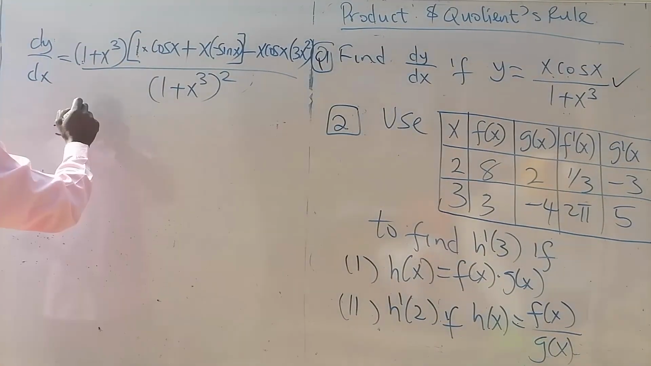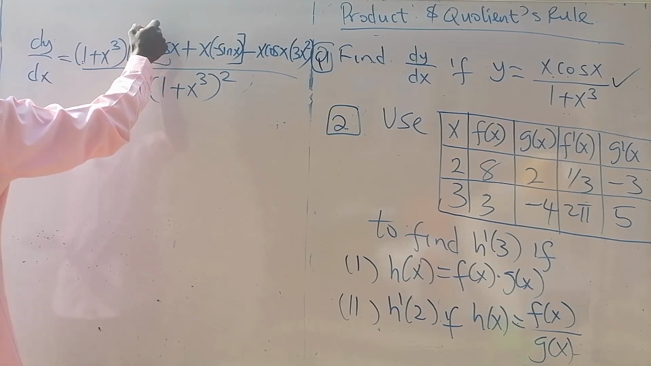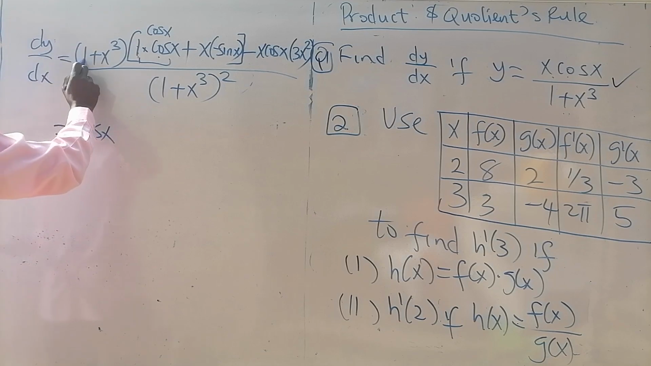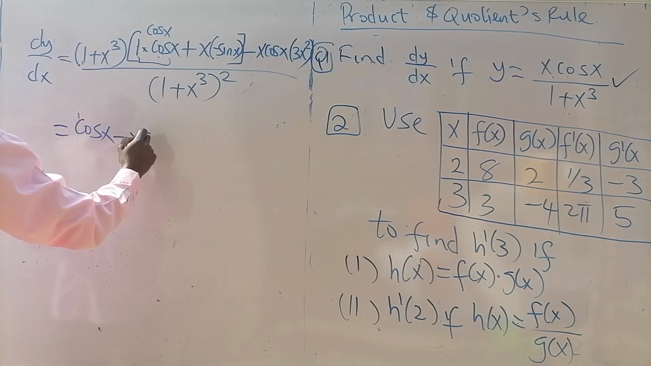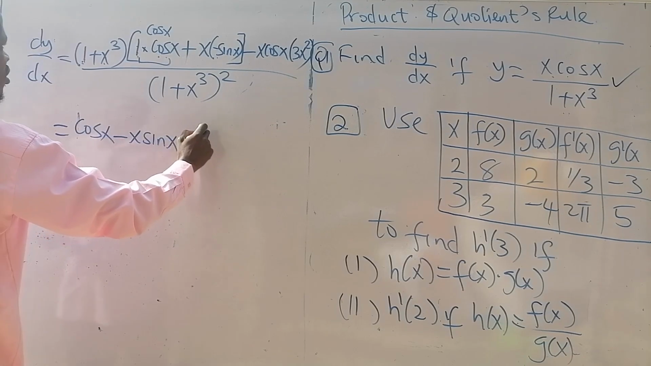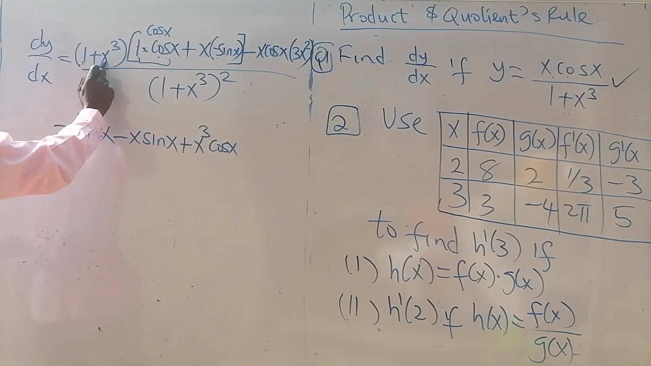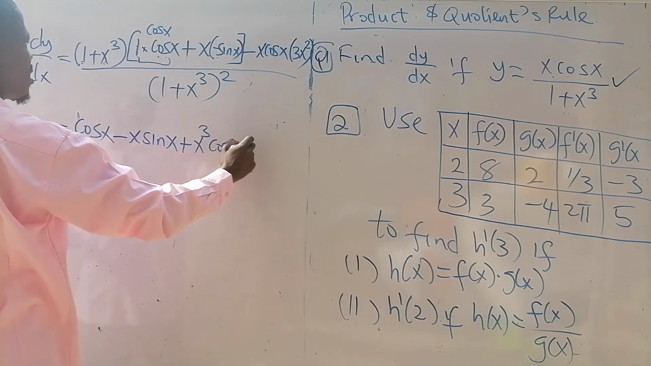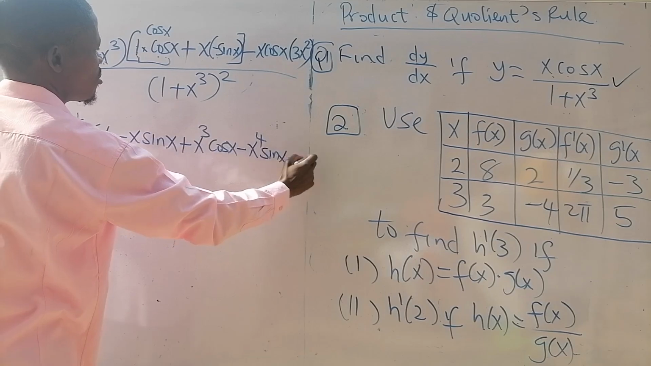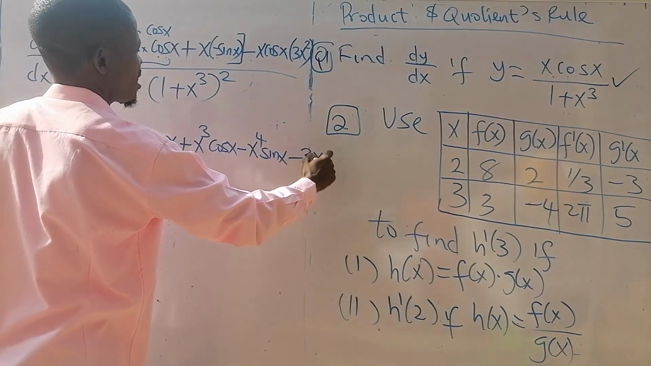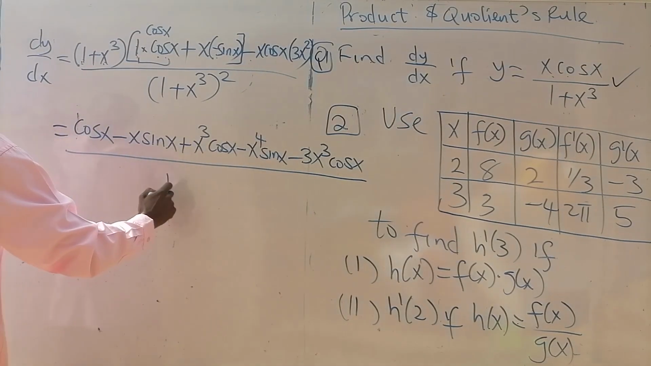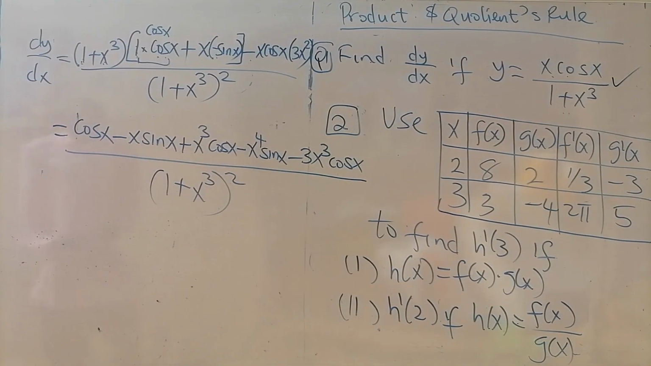Let's expand the brackets. 1 times cos x, that's cos x. Then 1 times this one, that's minus x sin x. Then this one times this one, that's plus x cubed cos x. And then this one times this one, that's minus x to the power 4 sin x. Then minus this one, that'll be minus 3x cubed cos x, all over the denominator.